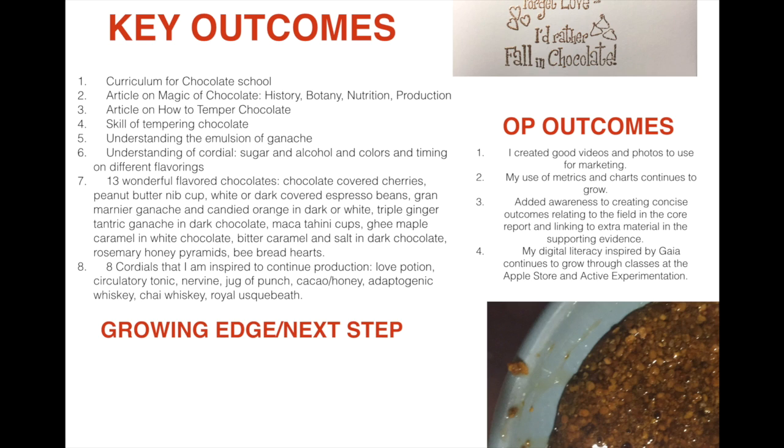OP outcomes. The first one was good videos and photos to use for marketing. My use of metrics and charts, like this framework that I've been constructing at the dawn of each OP, I thought that growing and growing, and this awareness around what criteria am I using to evaluate my OPs, and what is Gaia using. And so this number 3, added awareness to creating concise outcomes relating to the field.